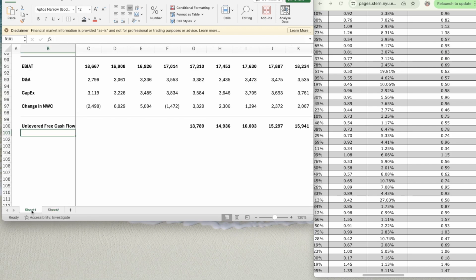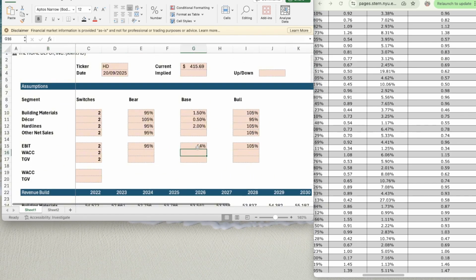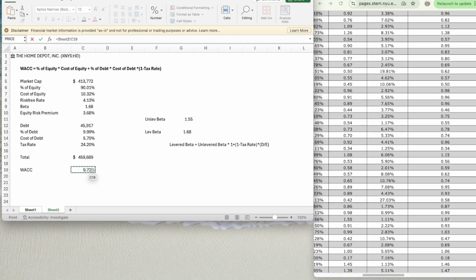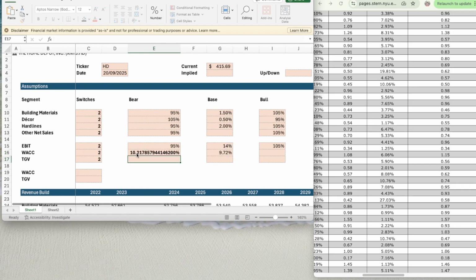So we come back onto our other spreadsheet, and we can fill out these up here. So we put the WACC as 9.72%, and the bear case is plus 0.5%.